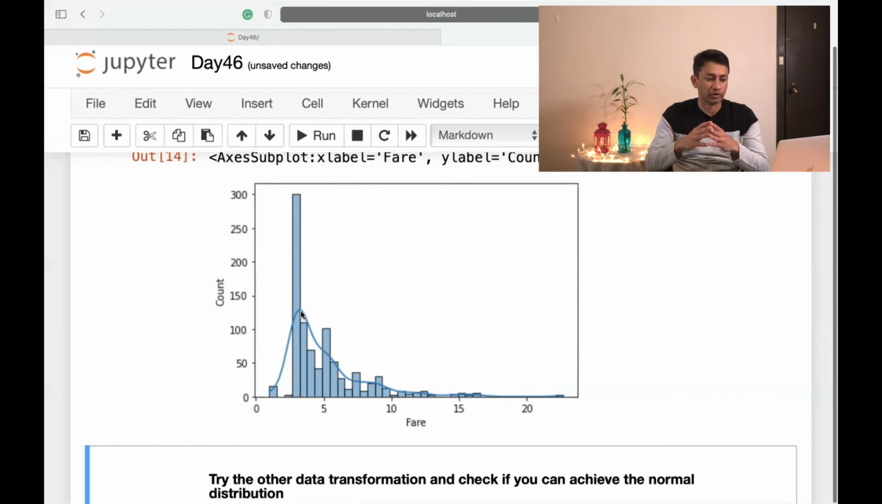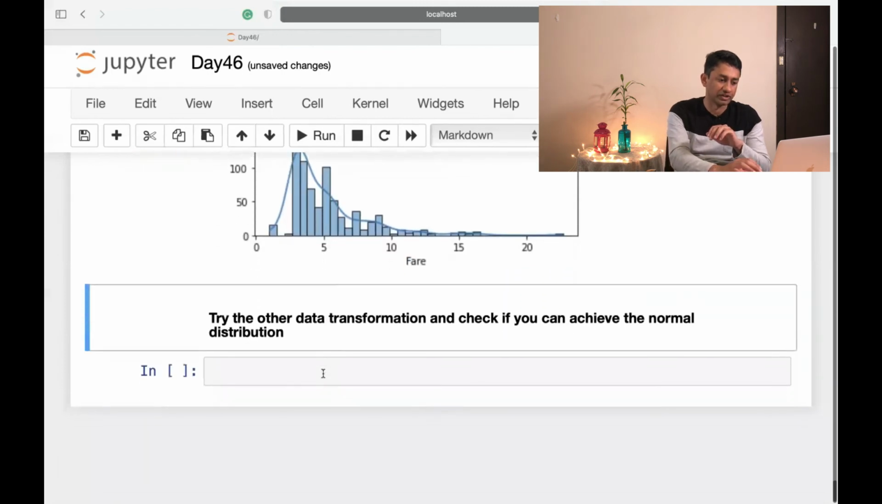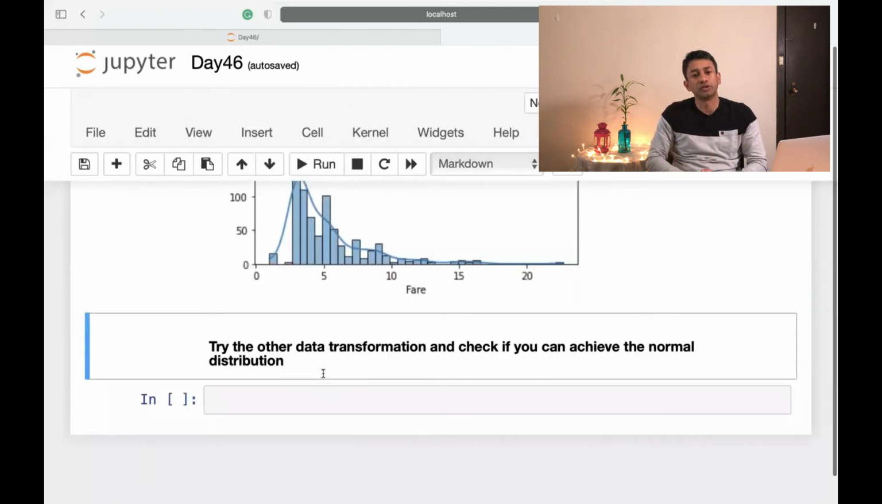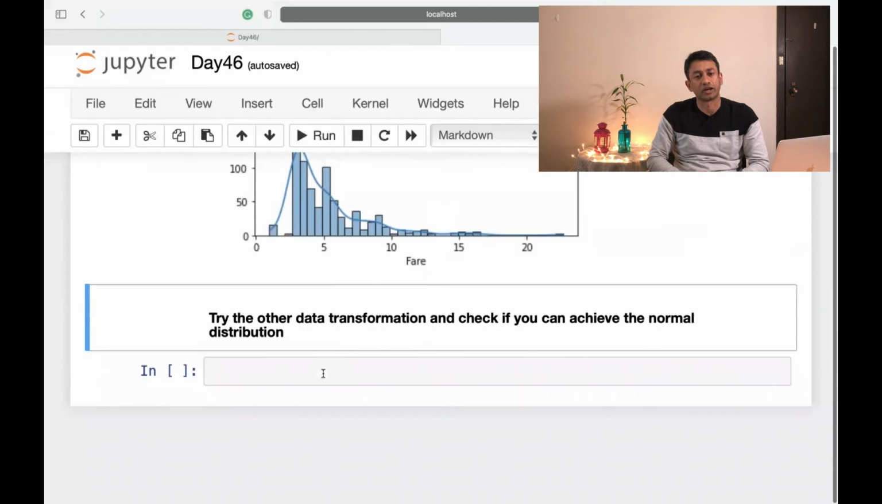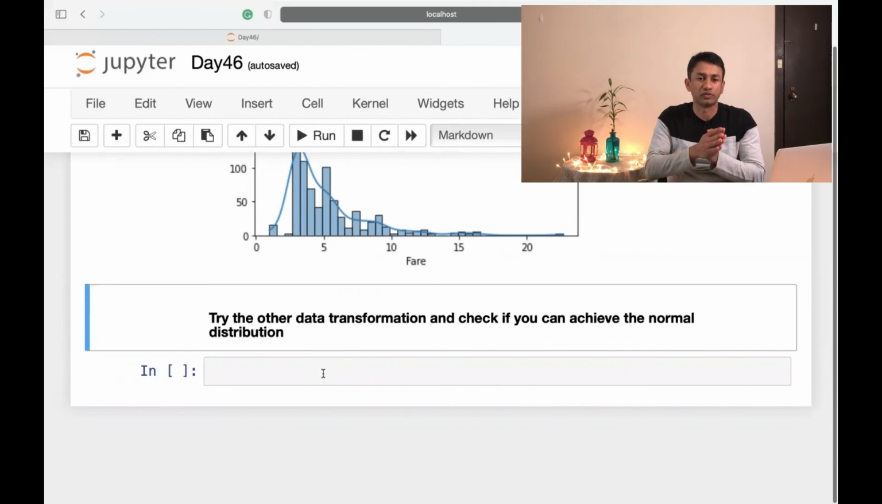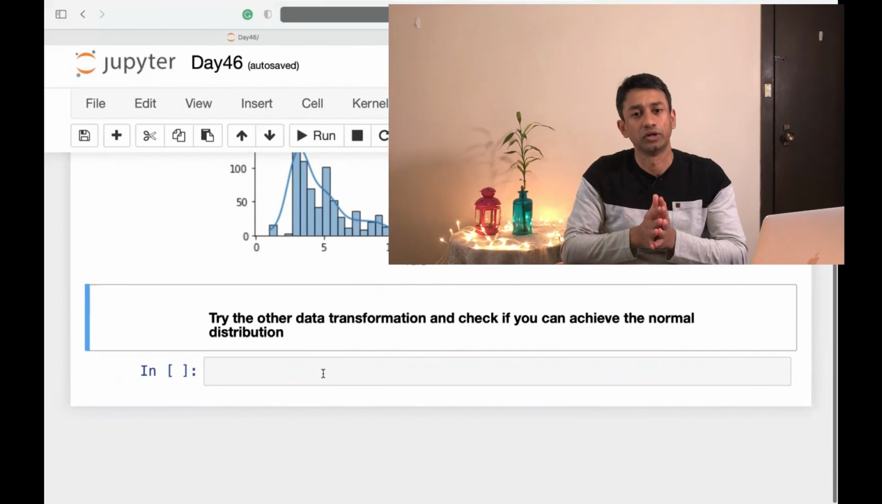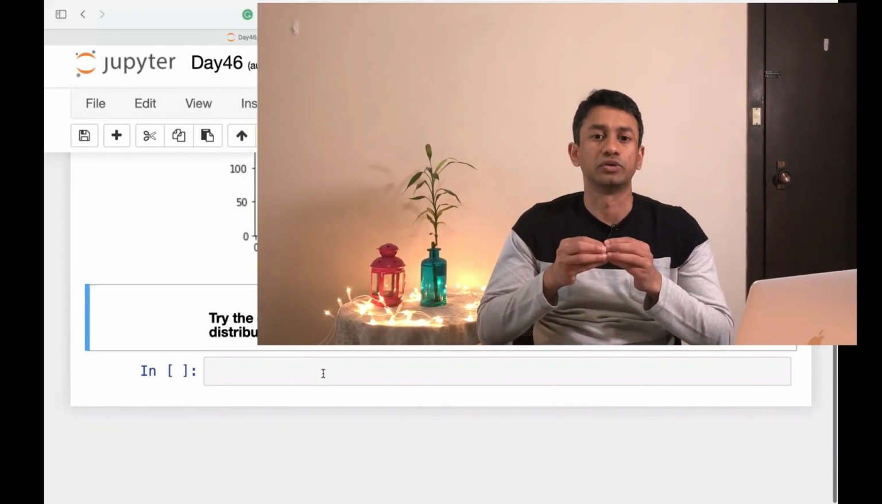So these two are some of the transformations that can be used in many scenarios. You can also come up with your own transformation. So the exercise for today would be to see what other transformation can be very helpful in this particular case, in converting fare into something that is normally distributed. In some cases, any of these transformations might not be helpful. Maybe you need to convert these values into categorical values.